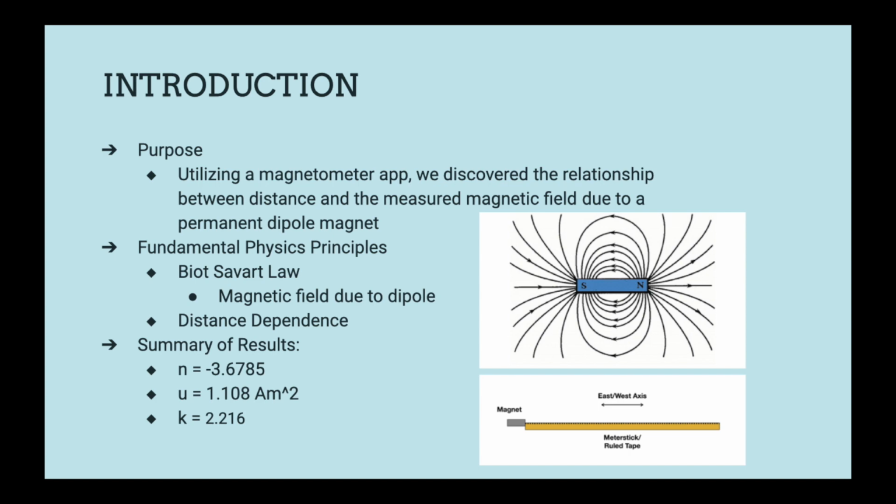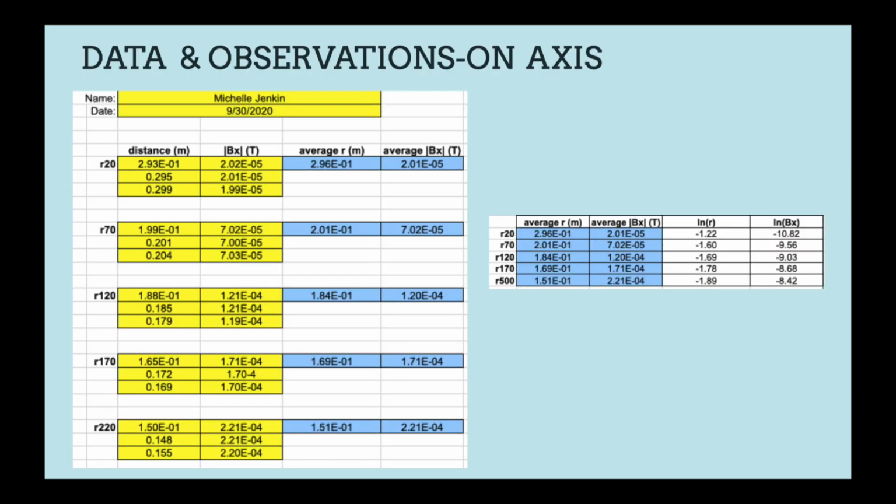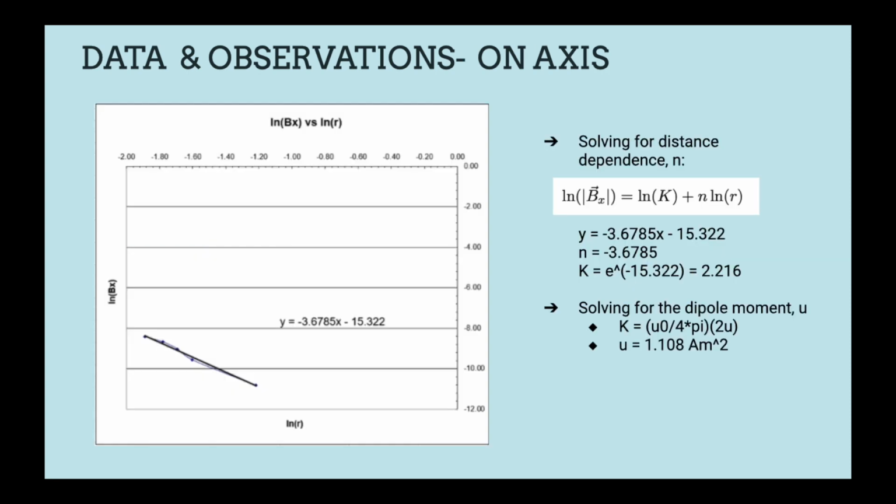I found distances that produced a certain x-component magnetic field and then recorded them on the spreadsheet that was provided to me. With my data graphed, I can now determine the value of n, the distance dependence, using my equation. By taking the log of both sides and writing my equation in the y equals mx plus b form, I can deduce that the value of n is equal to the slope of my line.